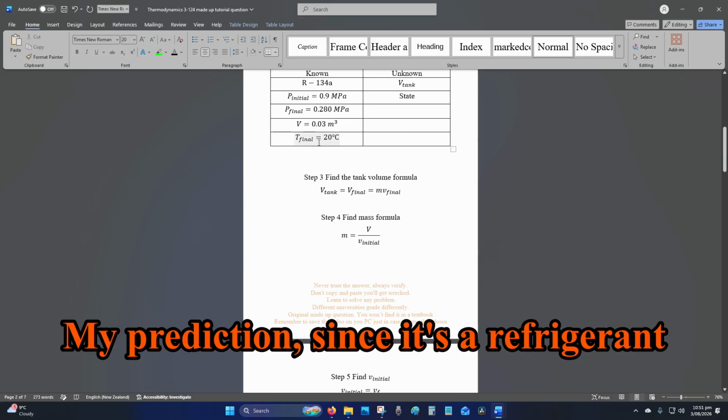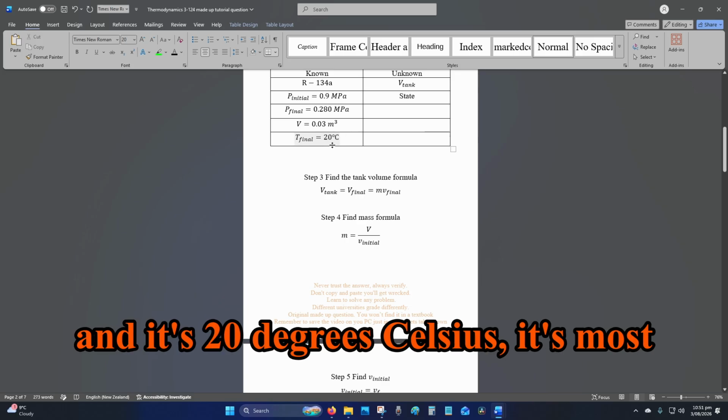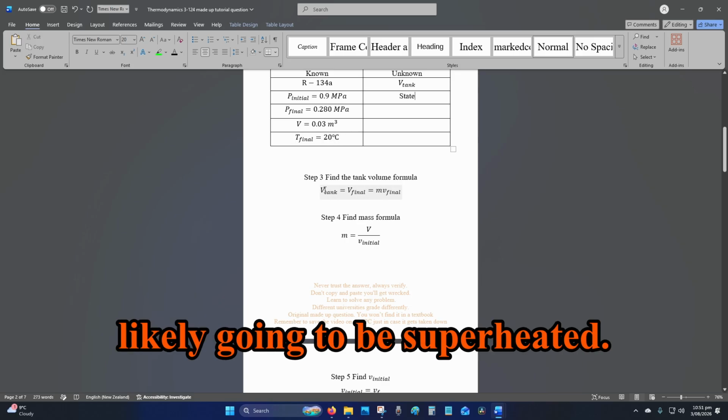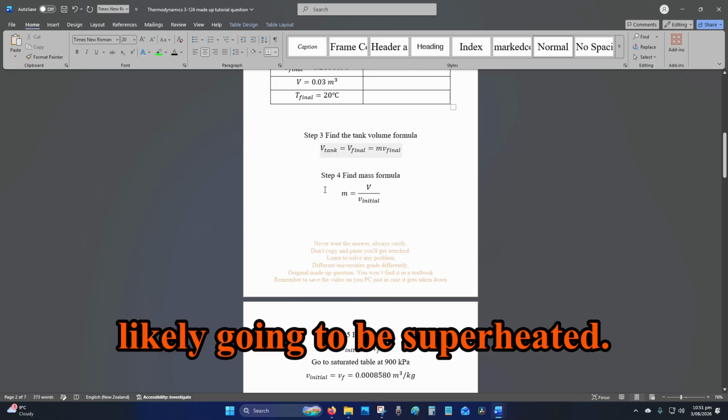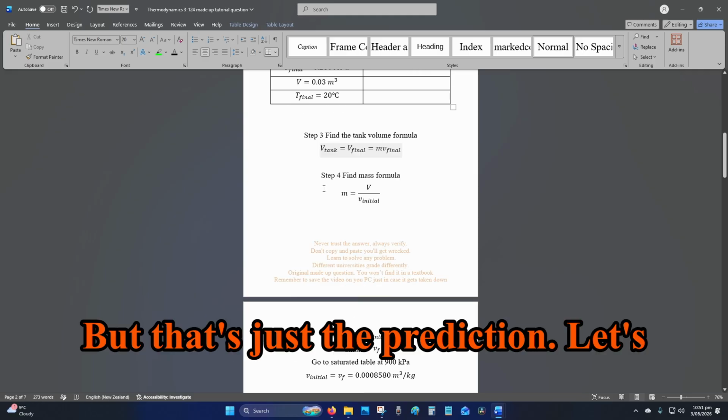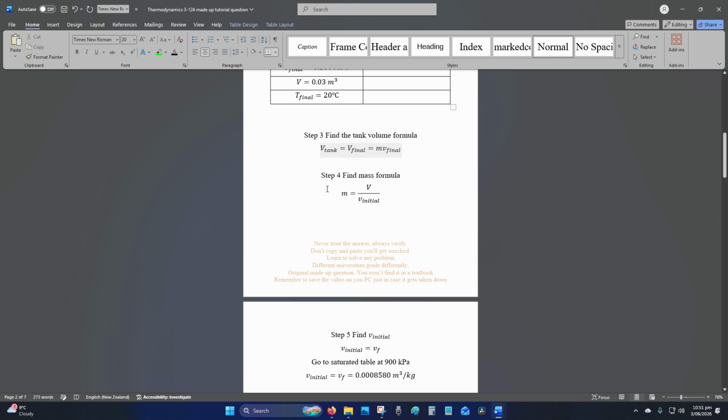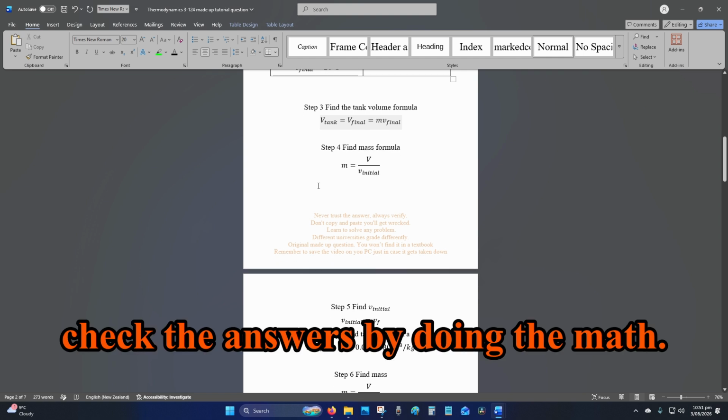My prediction, since it's a refrigerant and it's 20 degrees Celsius, it's most likely gonna be superheated. But that's just a prediction. Let's check the answers by doing the math.